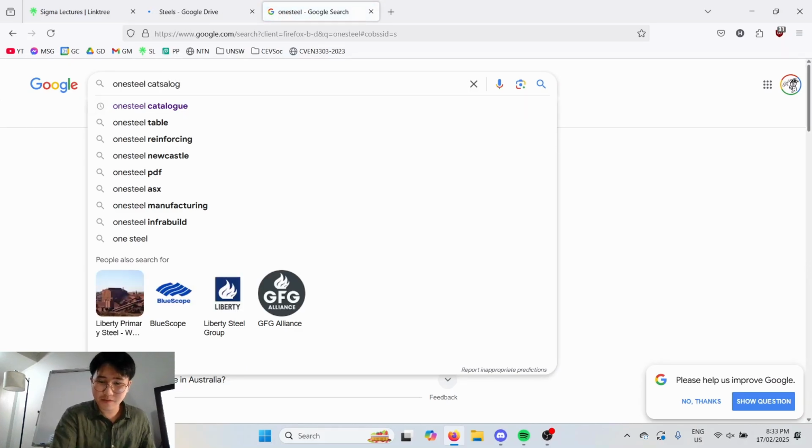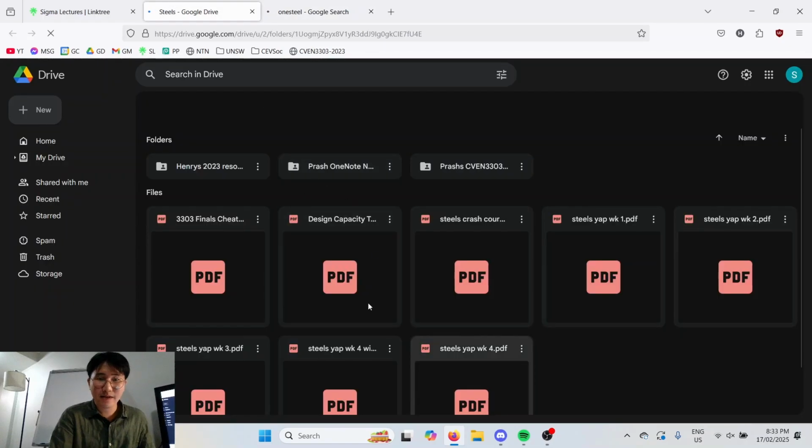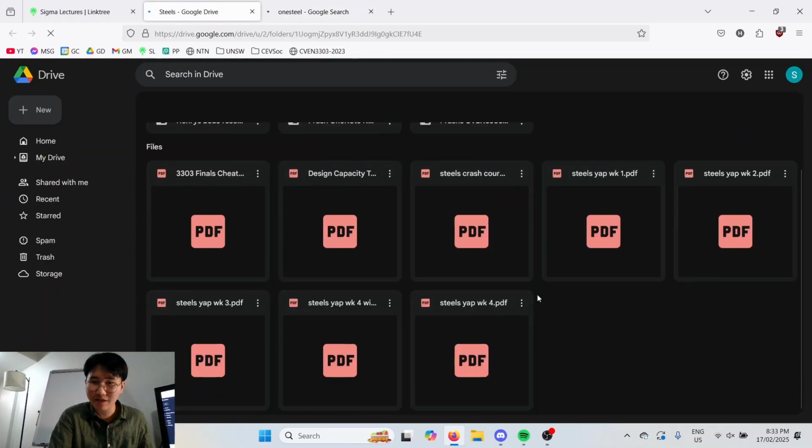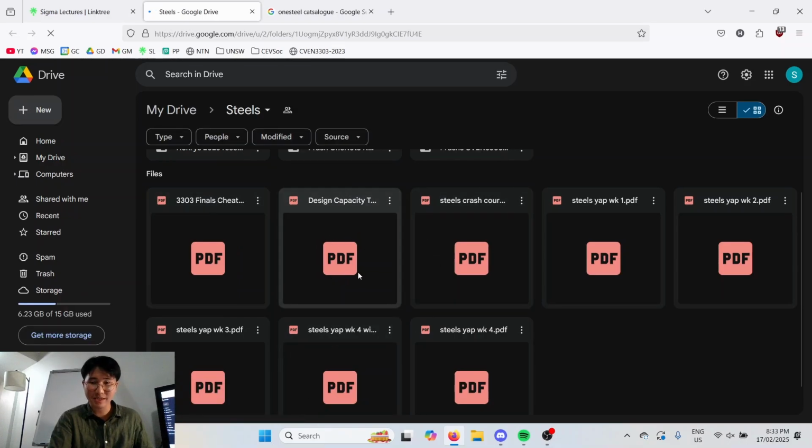There's a few documents here you want to pay attention to. So basically I'm going to be going off Steels Yap week 1. The rest haven't been made yet, pretty much. There's also my cheat sheet from back when I did it, and hopefully you find those documents useful. My internet's kind of being bad right now.